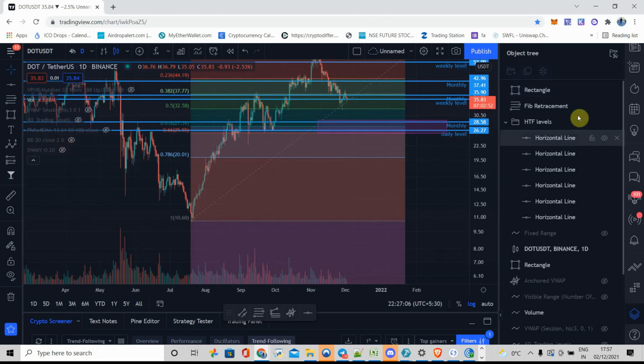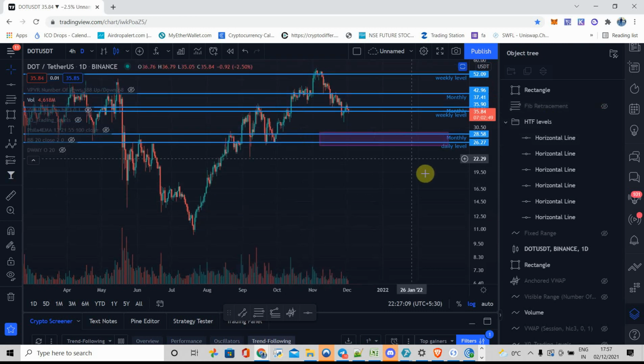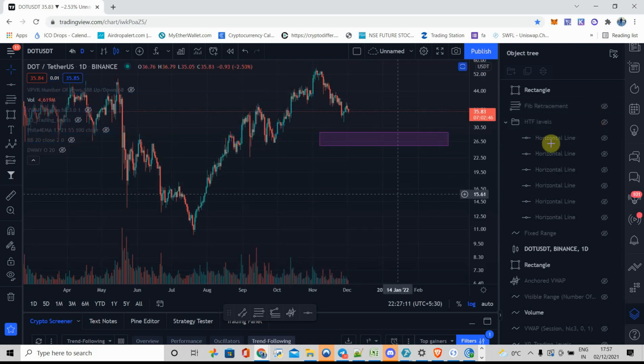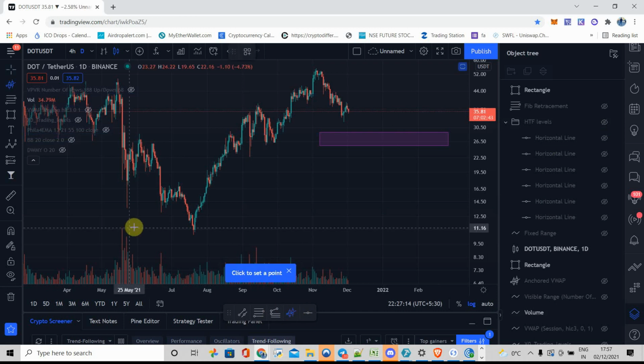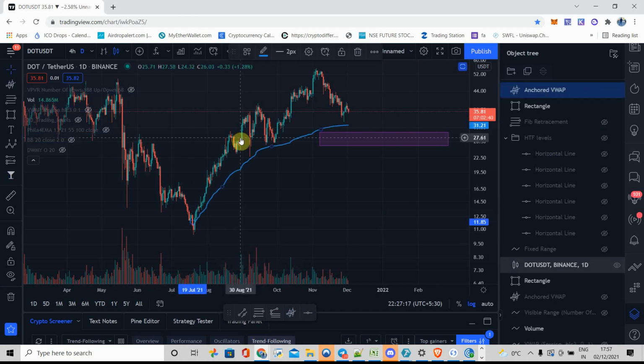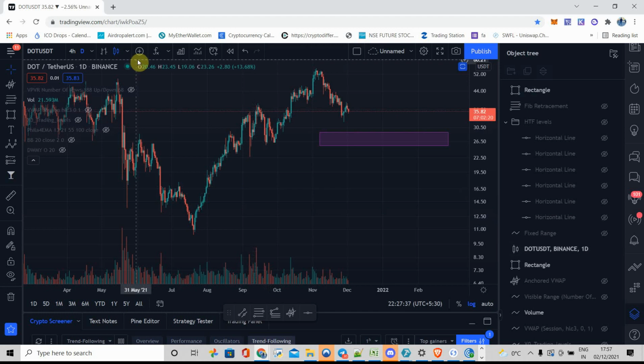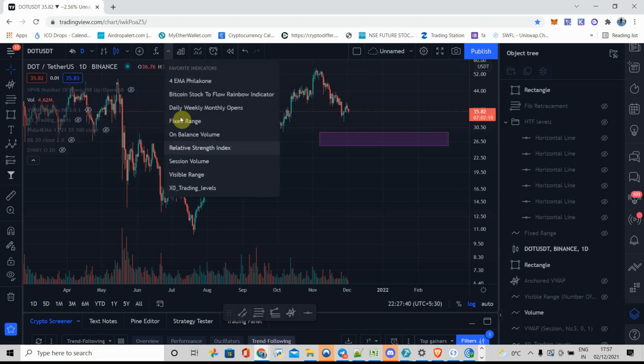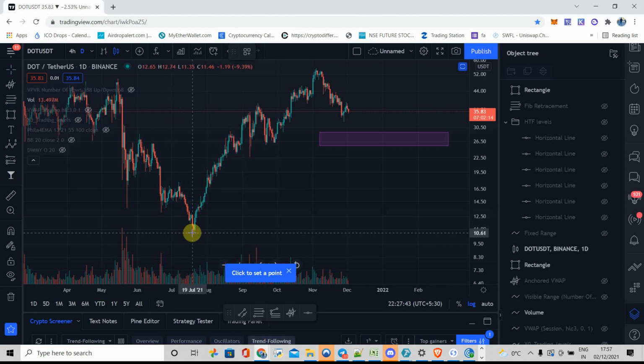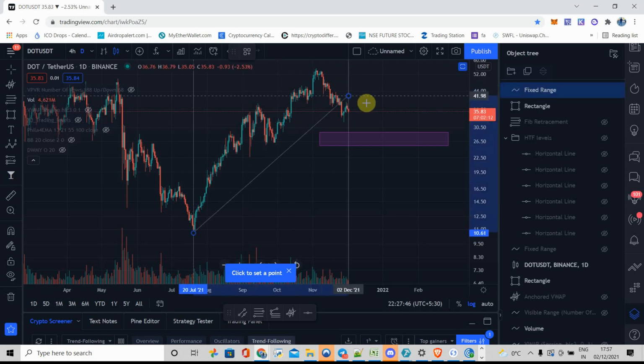Apart from the fib, I will hide the fib and the higher time frame levels. Let's draw anchored VWAP from the start of the trend. It's not exactly around the higher time frame level, but it's more or less similar. No, this is not the right line actually. Let me delete this one, and let's draw the fixed range volume profile from the start of the trend till this level.